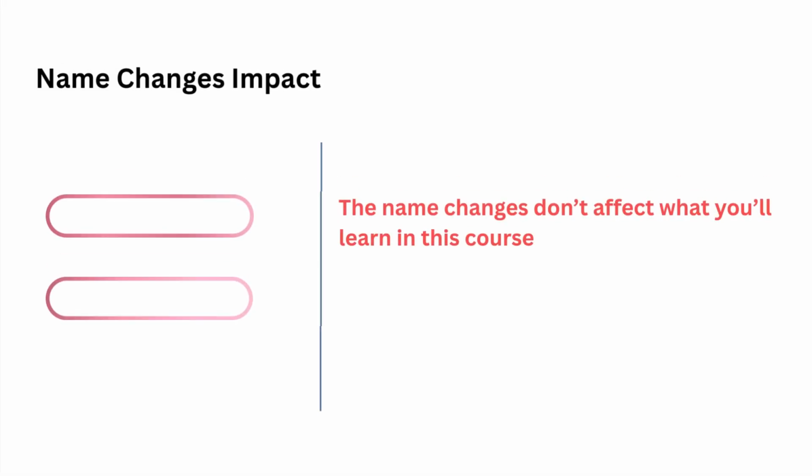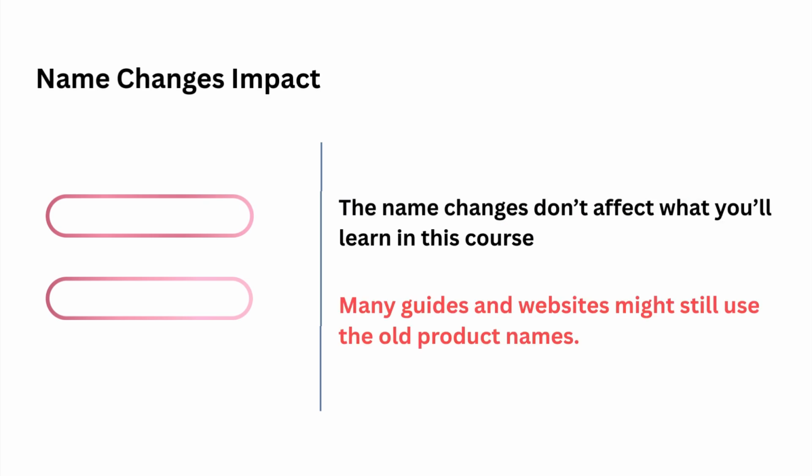Important: these updates only affect product names and licensing. The features you learn in this course remain the same. Some older resources, like blogs or training materials, may still use the old product names, but they refer to the same tools. Don't worry, these are just name and license changes. The features and tools are still the same, even if some older blogs use the old names.